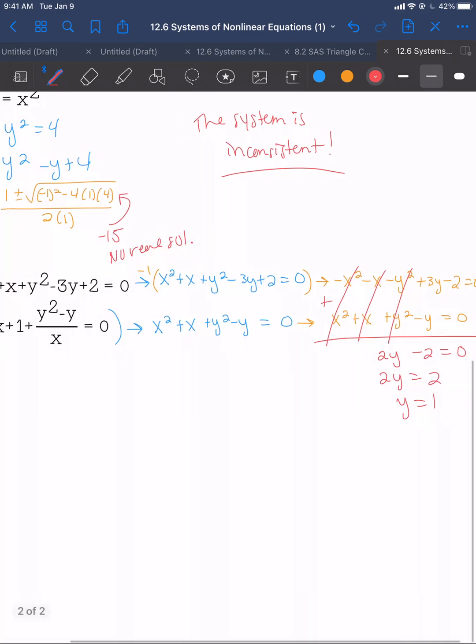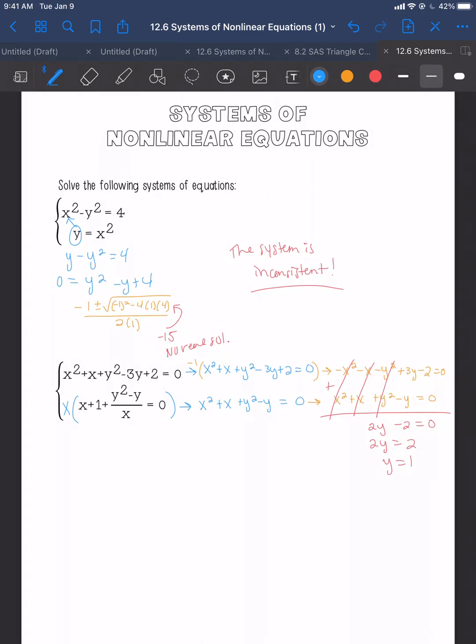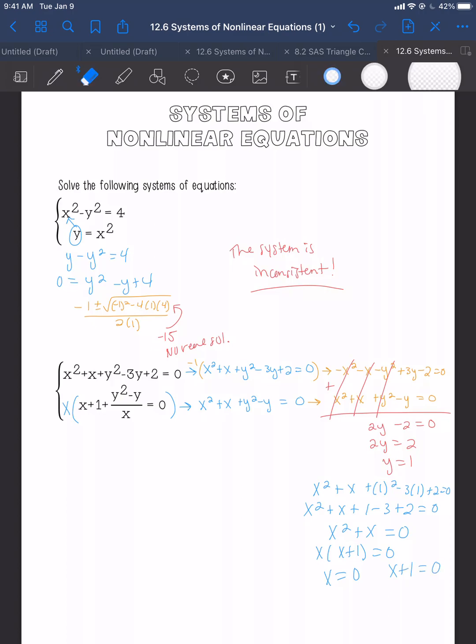And then you can go ahead and plug that back in to our top equation there. So x squared plus x plus 1 squared minus 3 times 1 plus 2 equals 0. That's x squared plus x plus 1 minus 3 plus 2. It's x squared plus x. 1 minus 3 is negative 2 plus 2 is 0. So x squared plus x equals 0. Factor out an x. Left with x plus 1. You get x equals 0 and x plus 1 equals 0, so x equals negative 1.